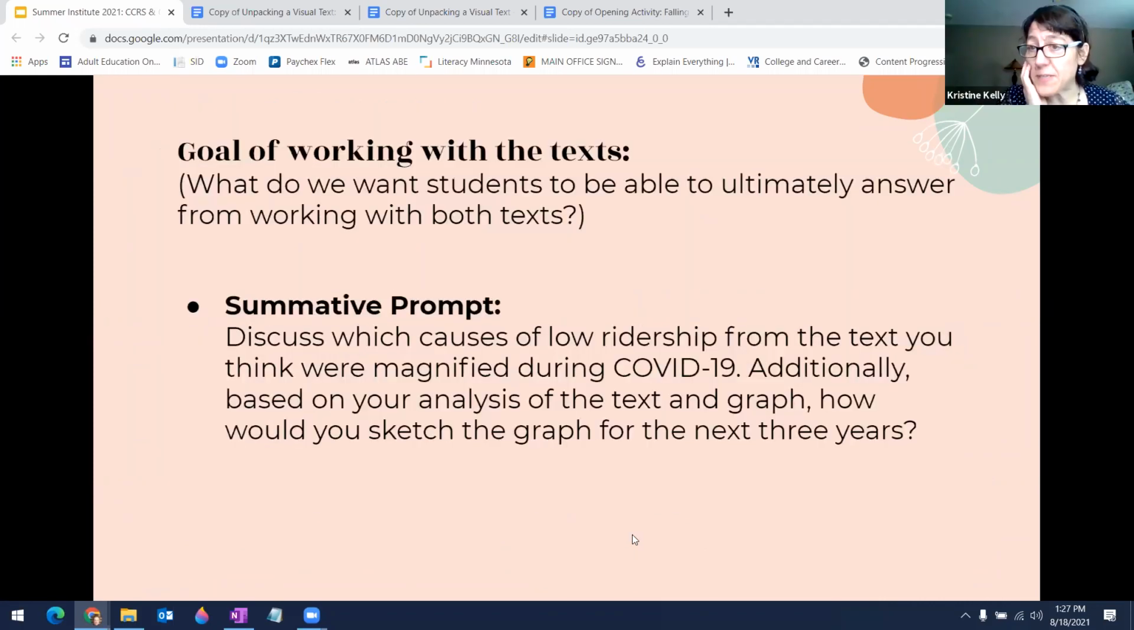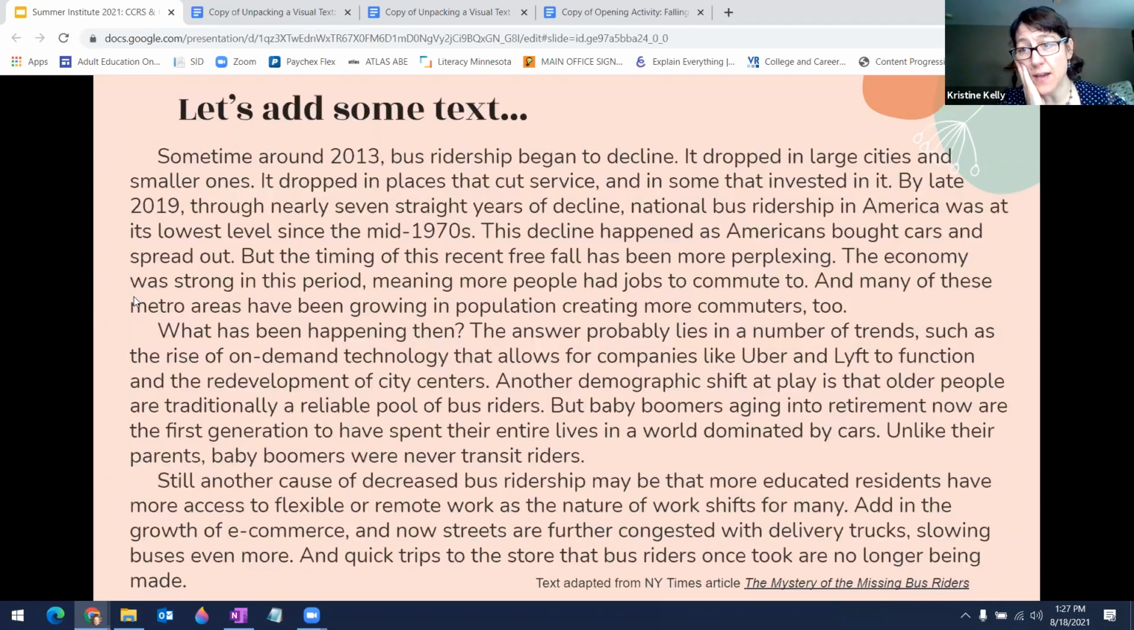For a second, I adapted this text from the New York Times. It is at a higher level. I would use this with my high intermediate, low ASE, adding a bit of text that has some of the same information purposely, and then some different information. You can add much shorter text to something to give that kind of comparison between 2 texts.